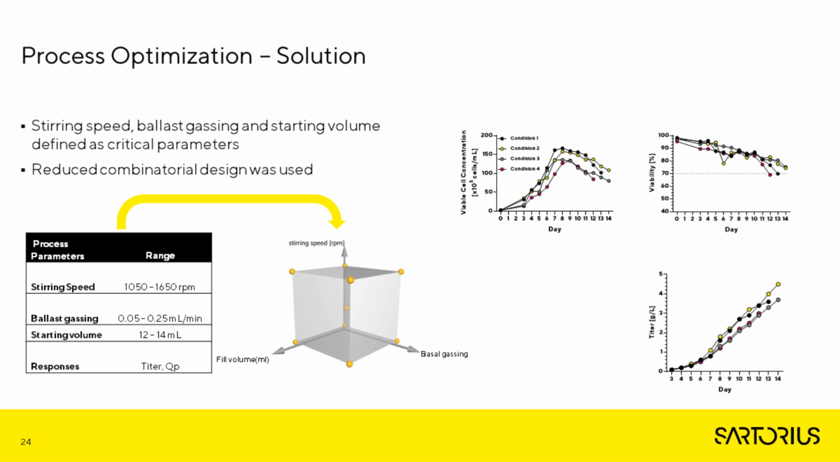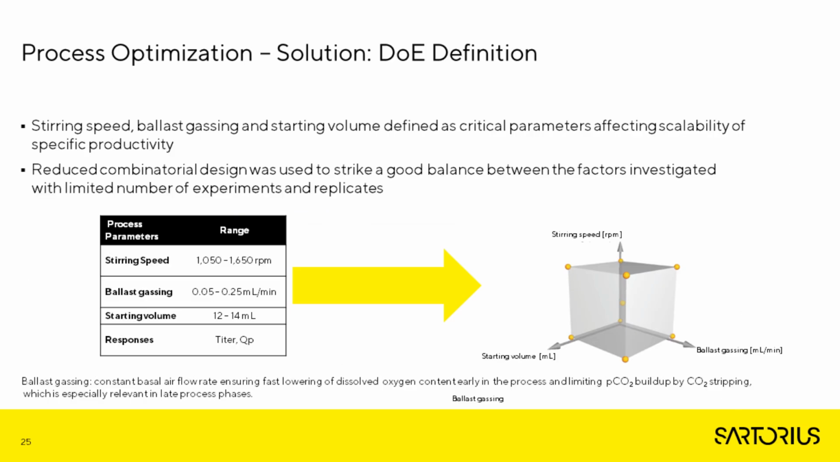Before we come to the result of the DOE, let me briefly explain our setup. So we identified stirring speed, starting volume, and ballast gassing as critical parameters affecting scalability of QP and used a reduced combinatorial design. This kind of design lets us have a good balance between the factors investigated with a limited number of experiments and replicates. As depicted here in the table, stirring speeds from 1050 to 1650 RPM were used, as well as a range of ballast gassing from 0.05 to 0.25 milliliters per minute. And additionally, different starting volumes from 12 to 40 milliliters were included in the DOE.